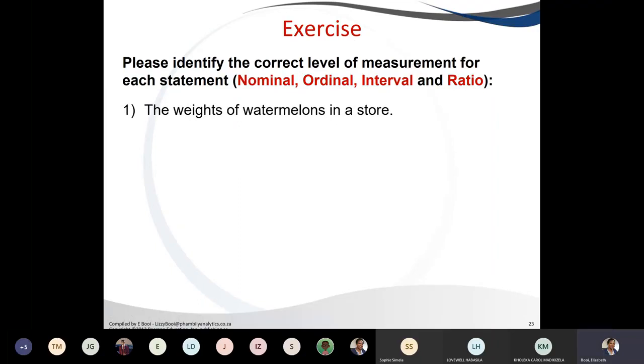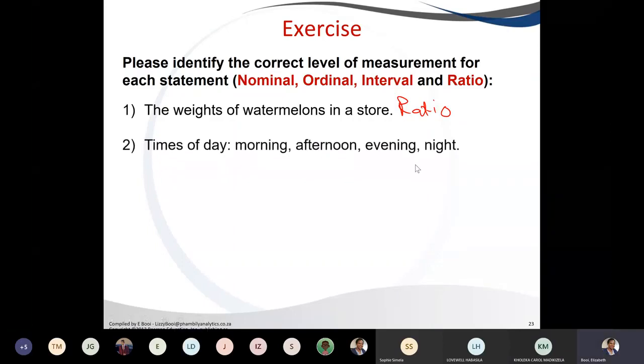Weight of a watermelon in store. Is it nominal, ordinal, interval, ratio? Ratio. You can unmute. It's a ratio. The ratio.